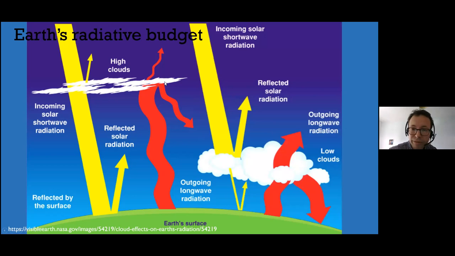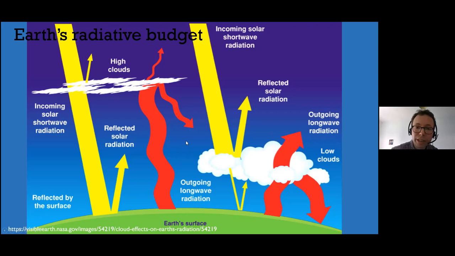If we have low-level clouds, then they act very differently because they, as I mentioned, reflect the incoming solar radiation right away back to space before it could even enter the system and go to the Earth's surface where it could lead to warming. On the other hand, those low-level clouds also emit a lot of the thermal radiation right back to the surface, but that's a problem mostly in the Arctic.